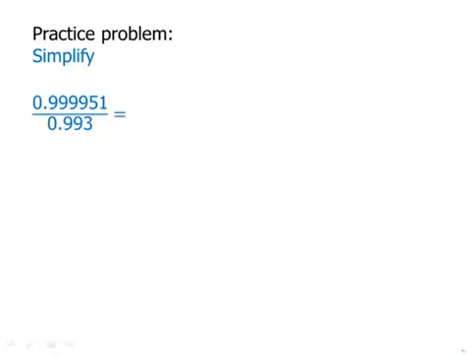Okay, so clearly we're going to write both of these as 1 minus something. The top is 1 minus 0.000049. The bottom is 1 minus 0.007. And notice that that top decimal, 0.000049, is 0.007 squared.